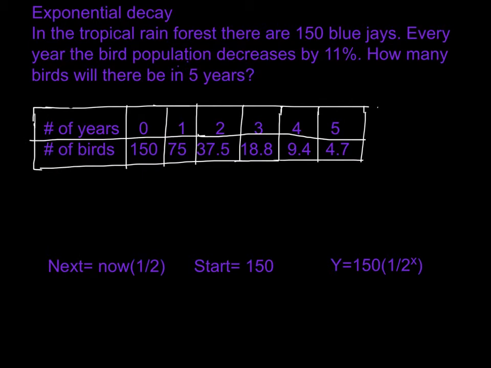Exponential decay problem. In the tropical rainforest, there are 150 blue jays. Each year, the bird population decreases by 11%. How many birds will there be in 5 years?